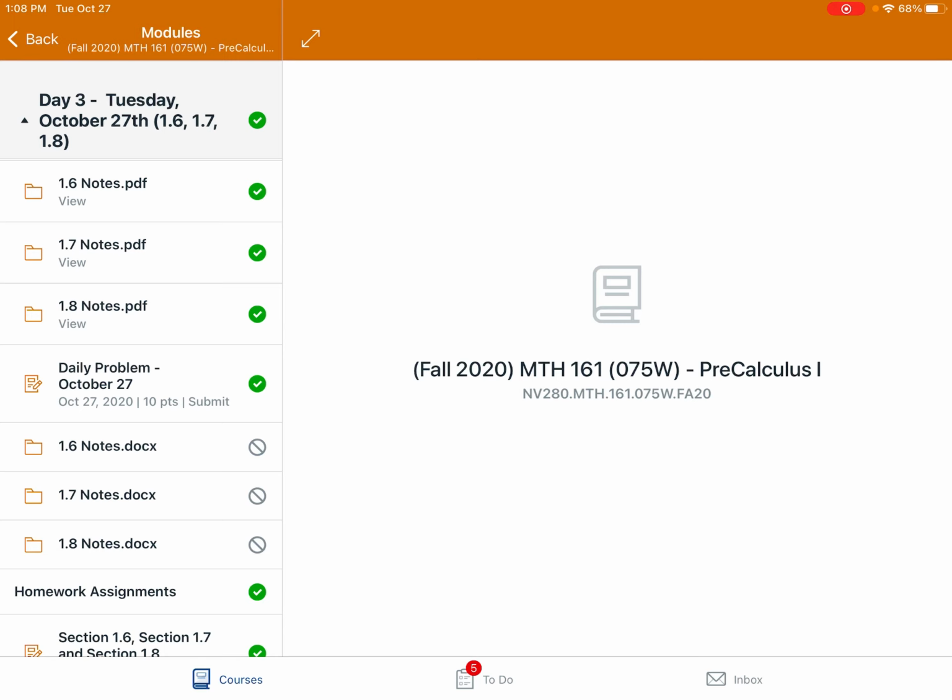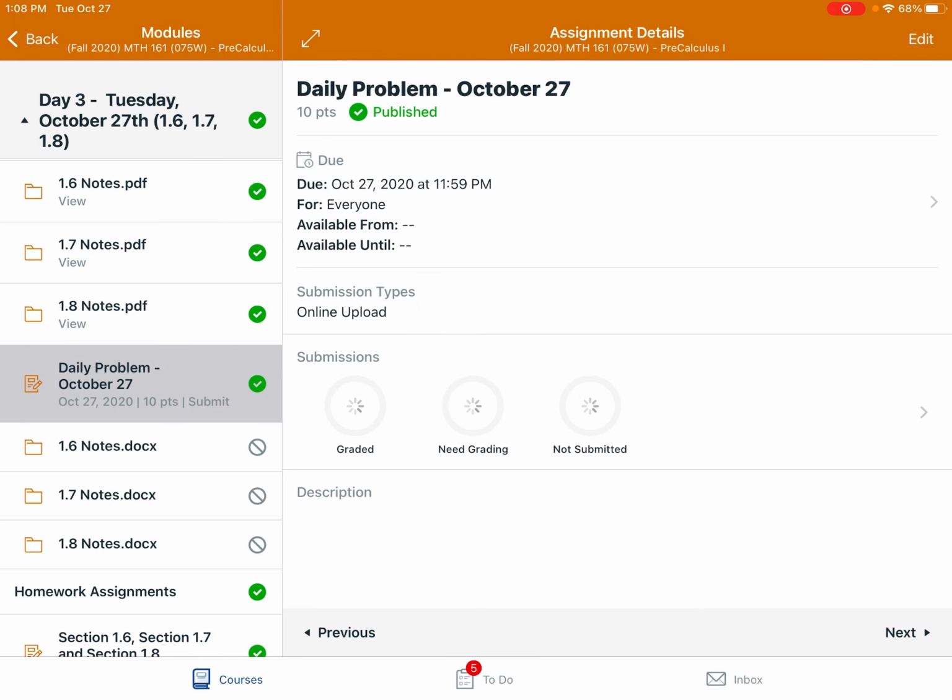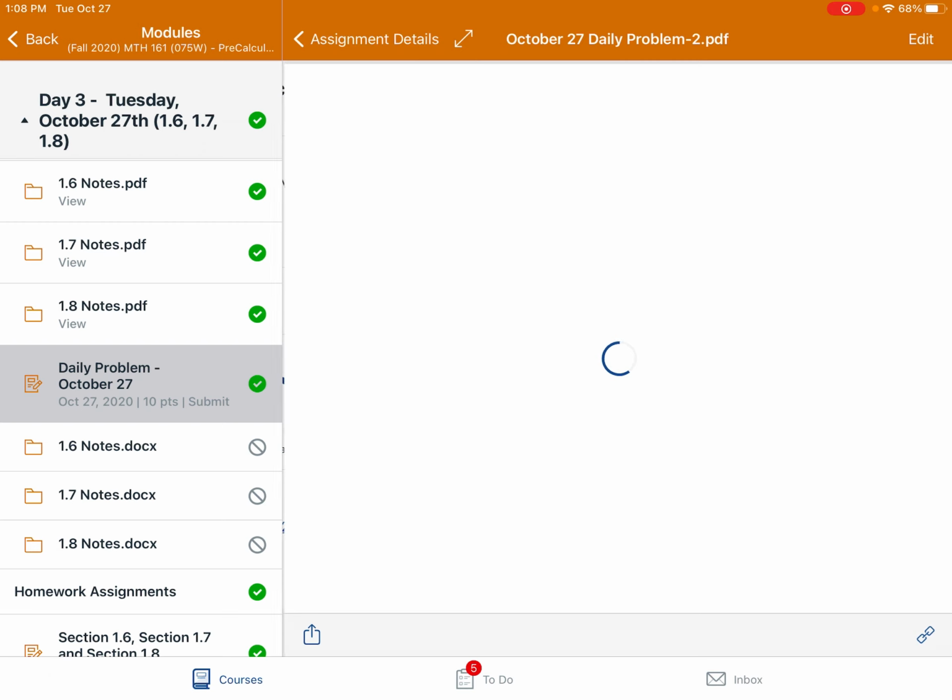I'm recording this for my Math 161 students. We went over sections 1.6 and 1.7 today. We're almost done with 1.7. It looks like 3 people submitted this already, but I wanted to go over this.